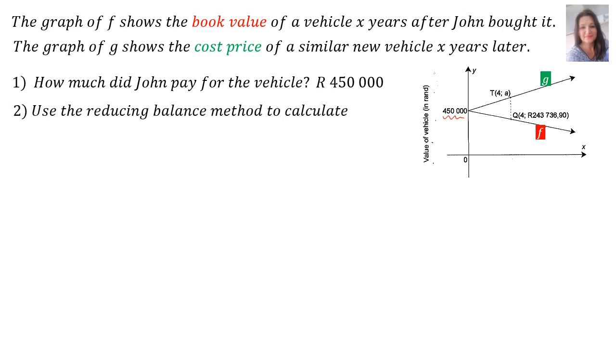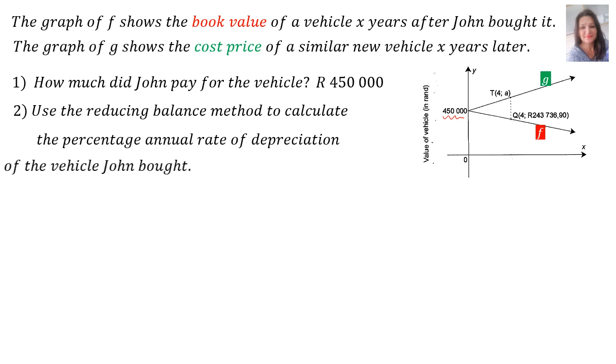Question 2. Use the reducing balance method to calculate the percentage annual rate of depreciation of the vehicle John bought. So do you agree we will be working with the F graph? And if you go to the F graph, you will find at Q there's a coordinate. So the X coordinate is the time, and the Y coordinate, this value here, is the depreciated value of the vehicle after 4 years.